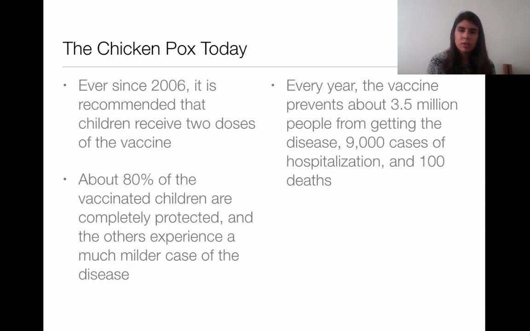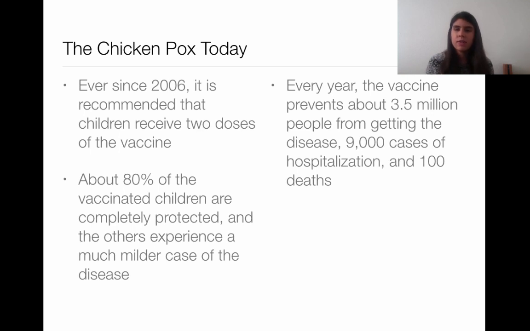So ever since 2006, it has been recommended that everyone receive 2 doses of this vaccine, and this allows roughly 80% of all vaccinated children to be completely protected. They're not going to have any experiences with this chickenpox disease. Now, the other 20% may have a case of chickenpox, but it's going to be a much milder case than if they didn't receive any vaccine.